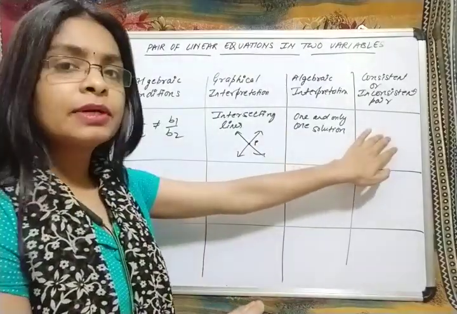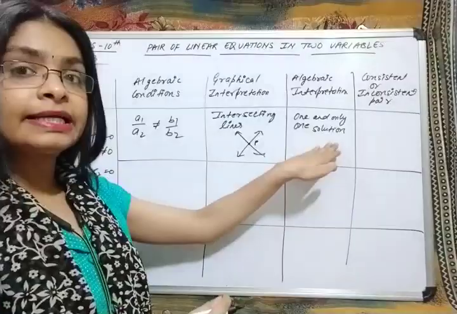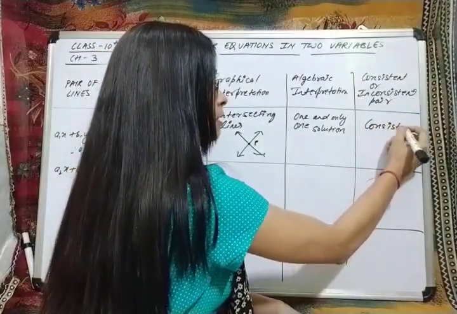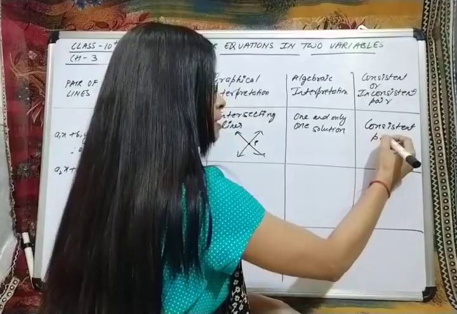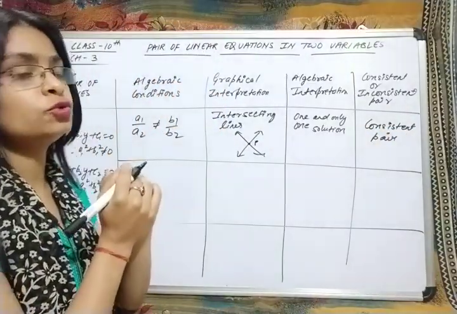And will it be a consistent or inconsistent pair? It will be consistent because we are getting the solution. So this will be a consistent pair of linear equations in two variables.